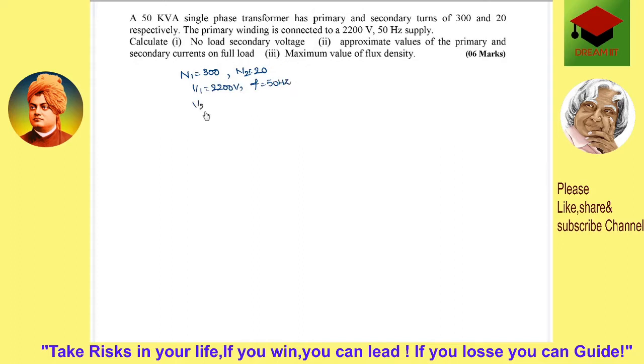So what is V2, the first question. And the second question is the approximate values of the primary and secondary currents on full load. So under full load condition, what are the values of I1 and I2. And the third question is the maximum value of flux density, the B max value, once again he is asking. First we will calculate the no load secondary voltage.